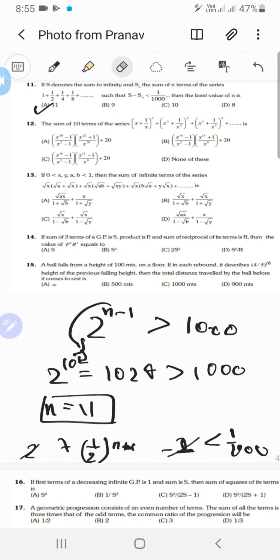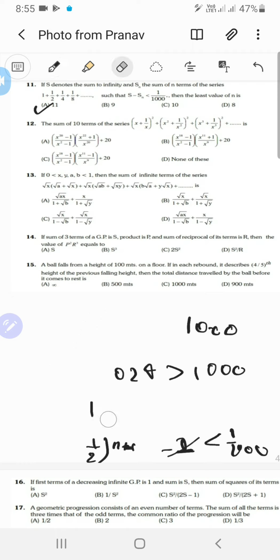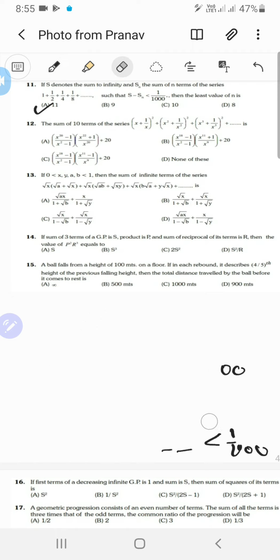Okay, so the next question is the sum of 10 terms of the series x plus... Oh, we have already done this question once. I don't want to do it once again. Actually, yeah, that's it. This is supposed to be this question. Yeah, correct. Or maybe we have not done this question once. Whatever, I'll just do this once again.